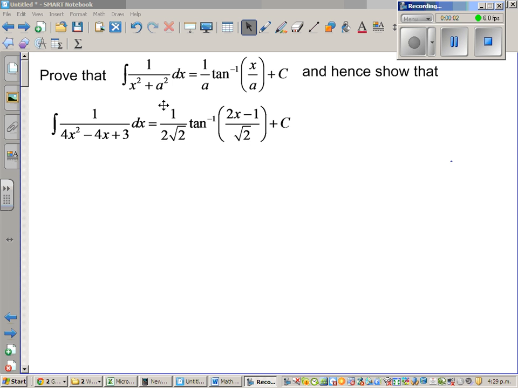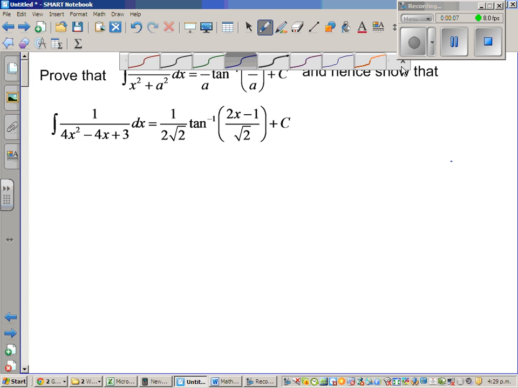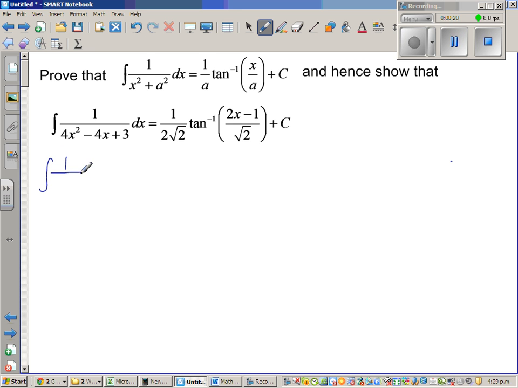Prove that the integration of 1 over x squared plus a squared dx is equal to 1 over a tan inverse of x over a plus c. And using this, we're going to prove the integration of this integral. So let us start with the integration of 1 over x squared plus a squared dx.